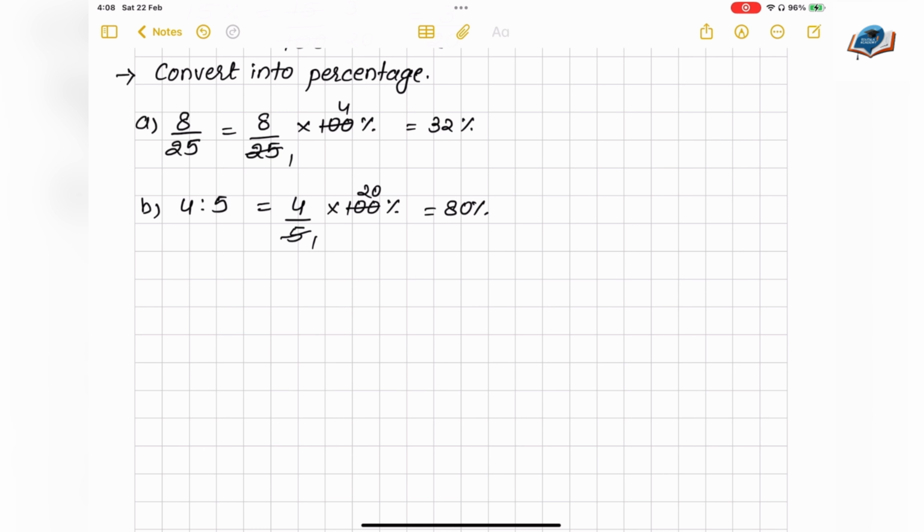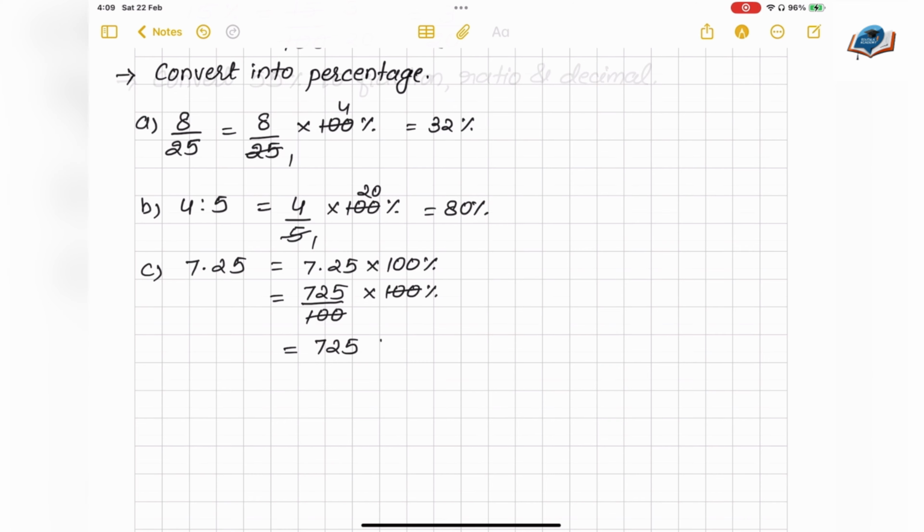Now the third one is given to me in decimal, that is 7.25, and I want to convert it into percentage. So 7.25 into 100 percentage, or I can write this as 725 upon 100. I have removed the point and in place of the point I have put 100, and now I am cutting 100. So this becomes 725 percentage.